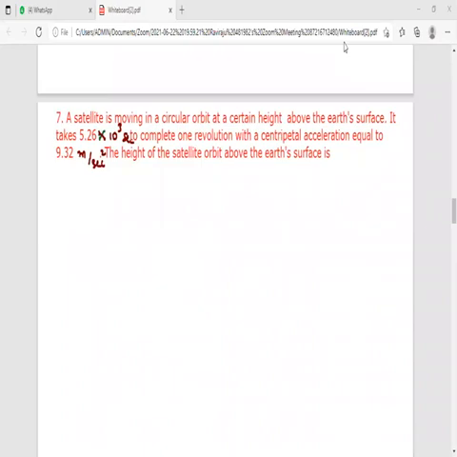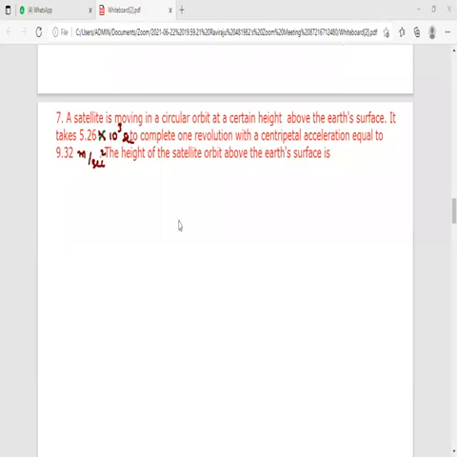The satellite is moving in a circular orbit at a certain height above the Earth's surface. It takes 5.26 into 10 cube seconds to complete one revolution with a centripetal acceleration equal to 9.32 meter per second square. The height of the satellite orbit above the Earth's surface is. Time period is given, and they are asking for the height only.